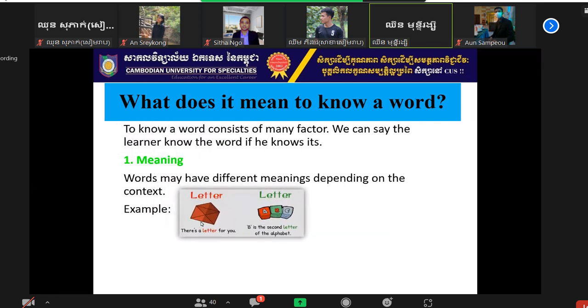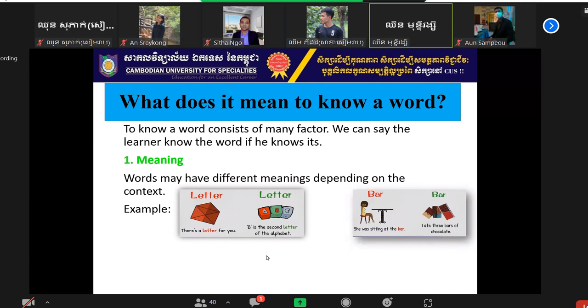The first one is letter. In the first picture, the letter means there is a letter for you. And the second is letter A, B, and C. The letter B is the second letter of the alphabet. Go to the second example, the word bar. In the first picture, she was sitting at the bar. The second is, I ate three bars of chocolate. The last example is tie. The first is, he had to tie her hands together. And the last is, I wear a shirt and tie at work.